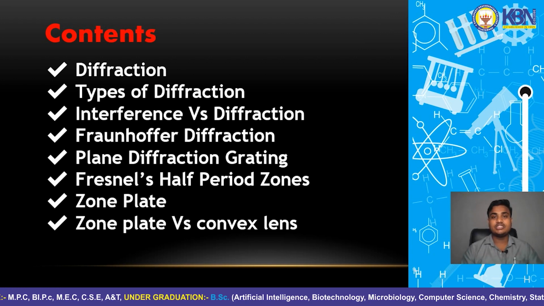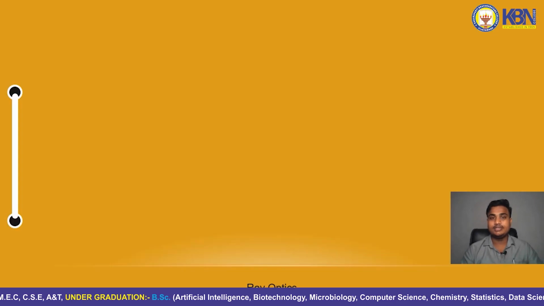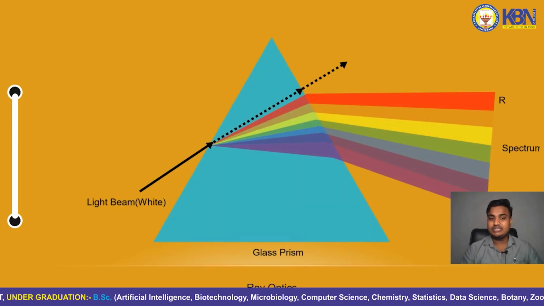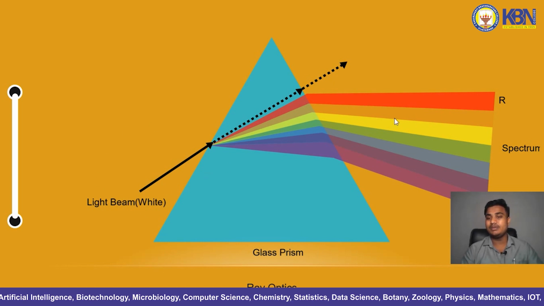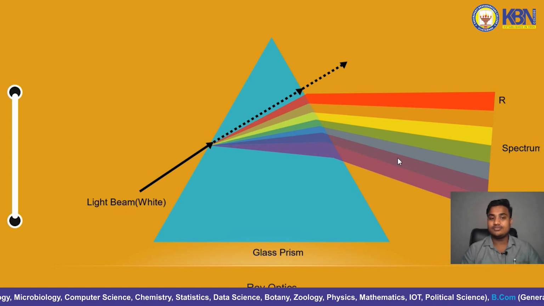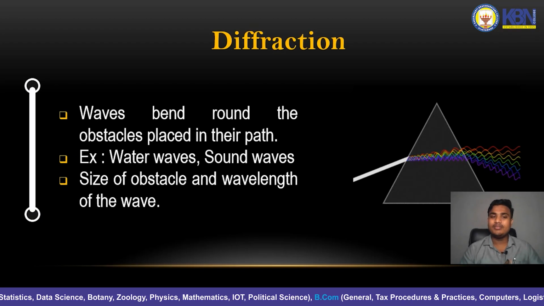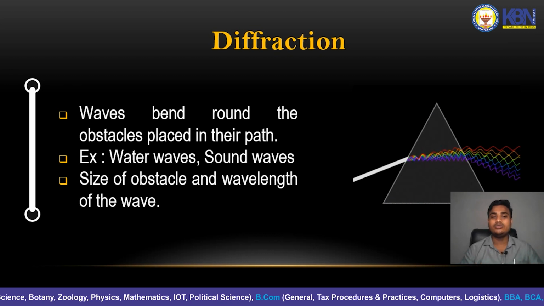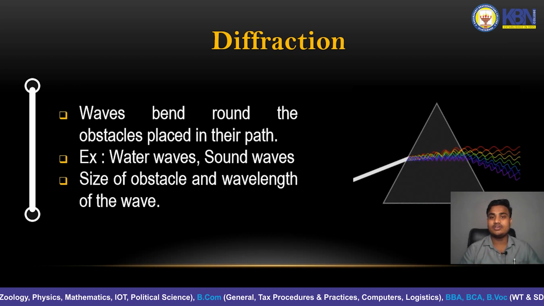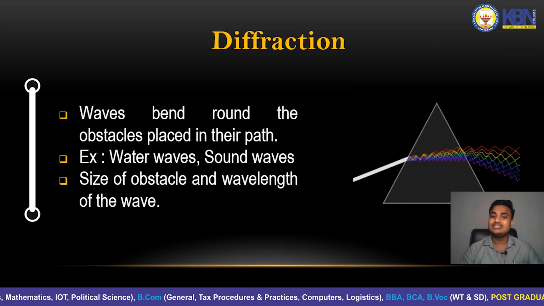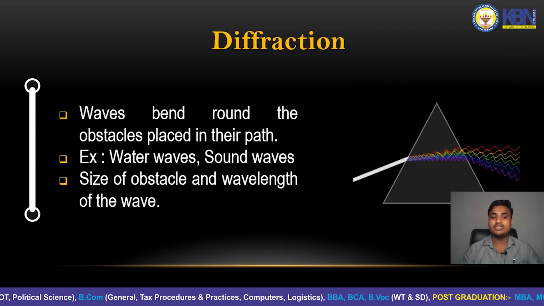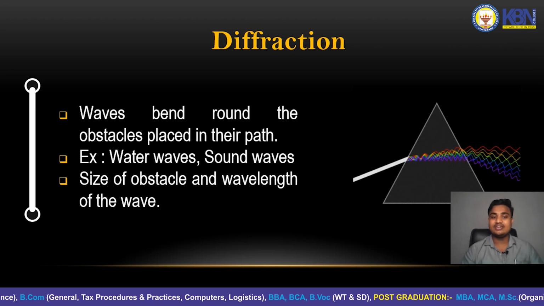Okay, without wasting much time, let us get into the session. If we see this figure, when the light beam falls on a glass prism, it will split up into 7 colors. You can see here, VIBGYOR. Why does this happen? We'll see. Coming to diffraction, it is a normal phenomenon that waves bend round the obstacle placed in their path. When there is an obstacle in their path, the waves bend around that obstacle. This phenomenon is called diffraction.